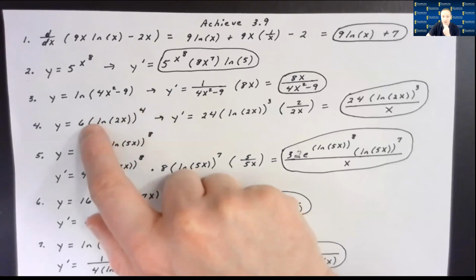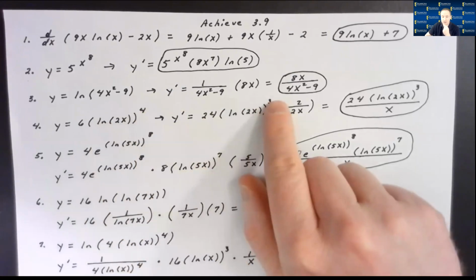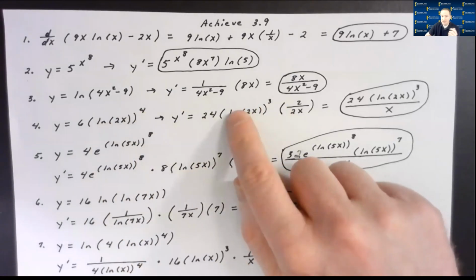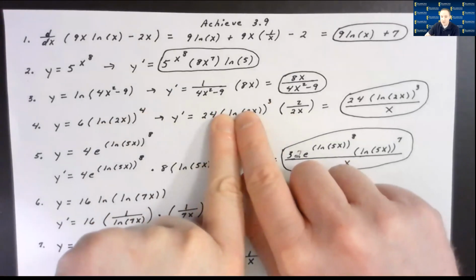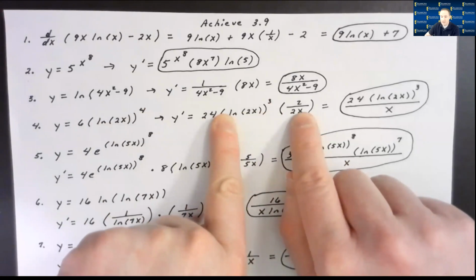4 comes down, multiplies the 6 to give me 24, times this group to the 3rd power. But then you say, well, now times the derivative of what was inside of that. The next outer function is your natural log. You say, okay, derivative of every single natural log is 1 over what's inside the natural log. So I'll put a 2x in the denominator.